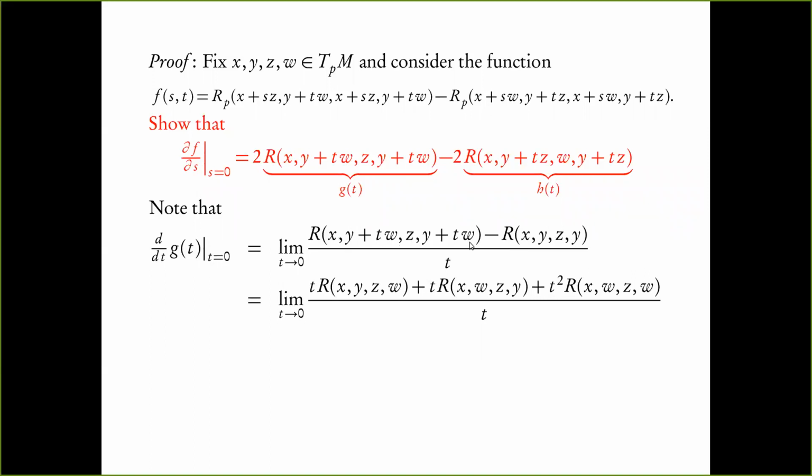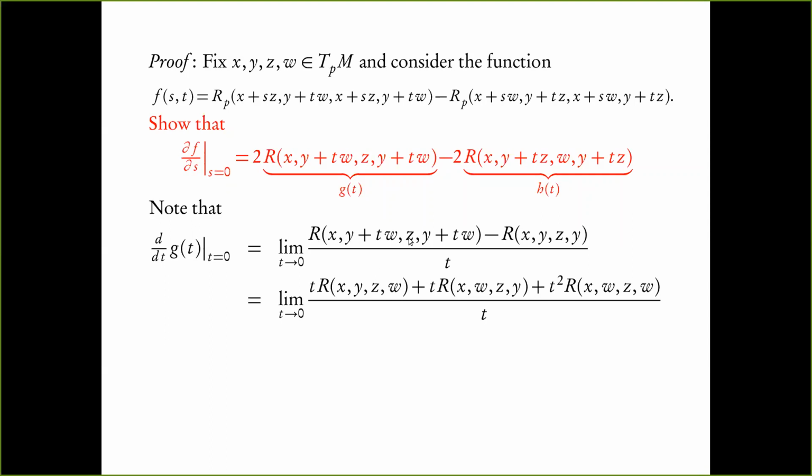And if I expand the first term in the numerator using linearity, what do I get? I get r, x, y, z, y. That cancels off with r, x, y, z, y. I get 2 linear terms, which is t and then r, x, y, z, w. So the first linear term comes from the tw from the 4th entry, okay? And the second linear term comes from the y plus tw from the second entry of the numerator. So is this okay?